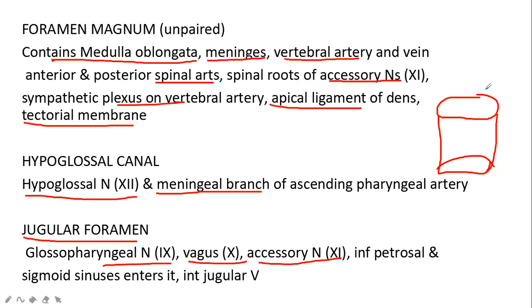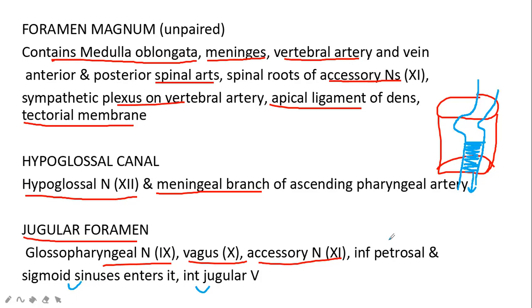But you have a sigmoid sinus. So you could be having a sigmoid shape. The sigmoid sinus will, within this foramen, continue as the internal jugular vein going down, right? So both of these are within the jugular foramen. That's why we see the sigmoid sinus there, the internal jugular vein over there.